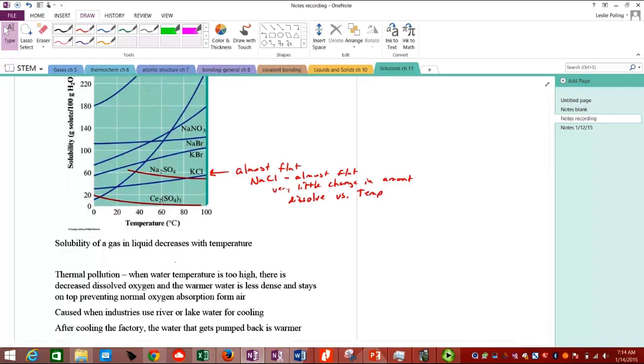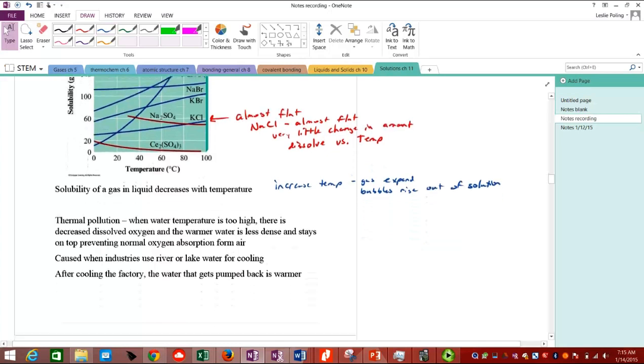Now, solubility of a gas in a liquid decreases with temperature. And think gas laws. This helps because if you increase temperature, the gas will expand, the bubbles will rise out of solution. Your soda goes flat faster the warmer it is.